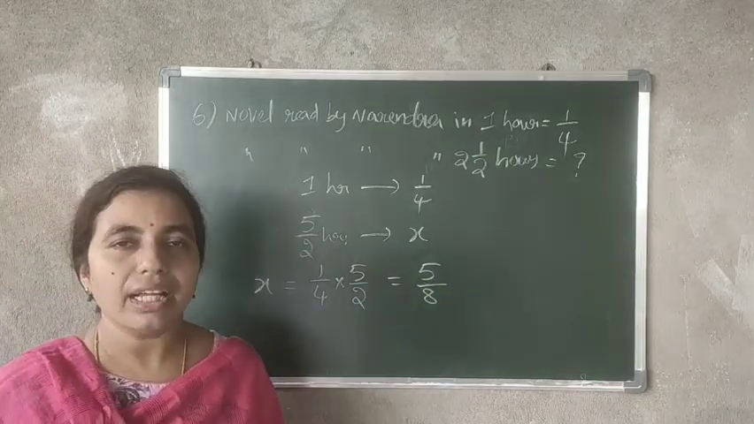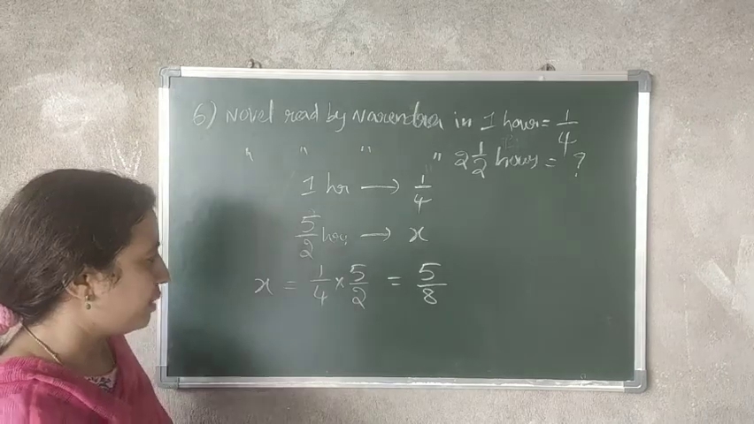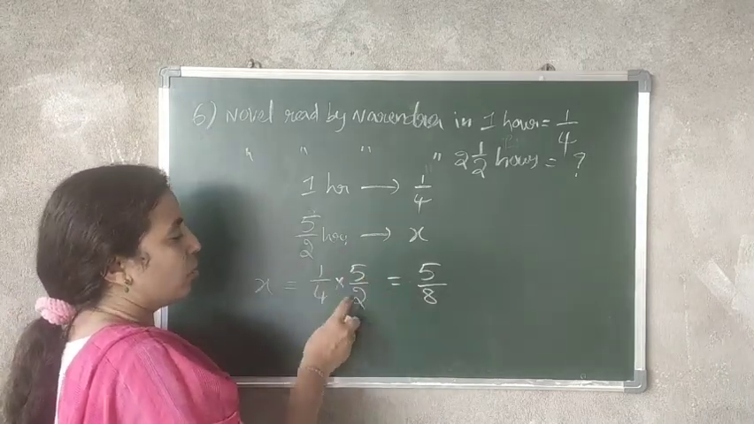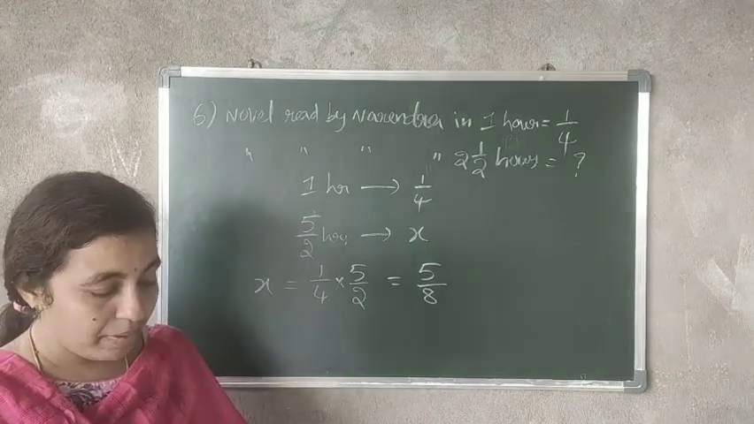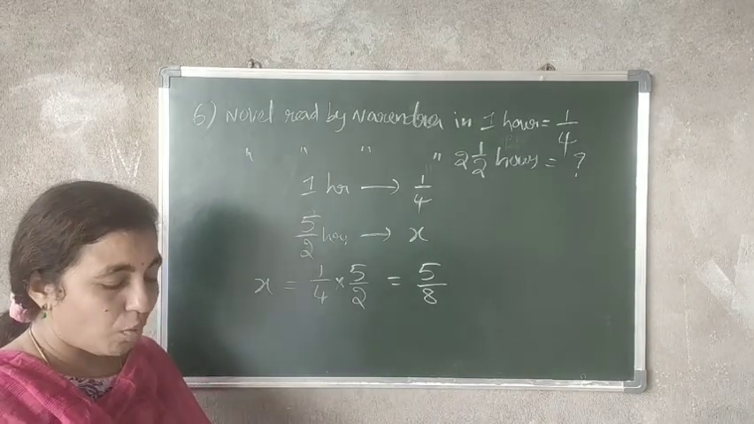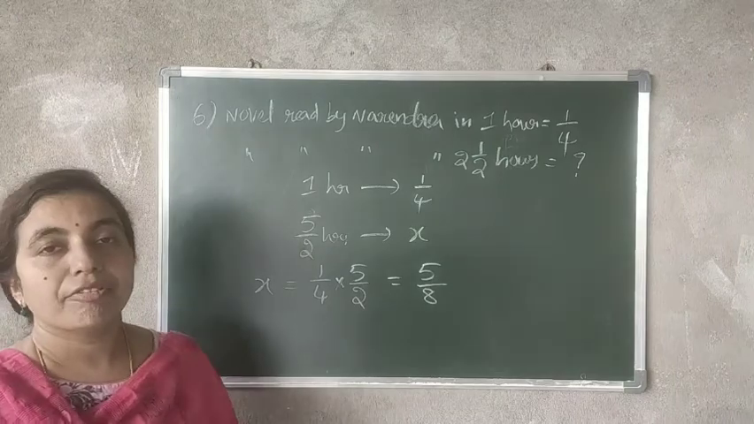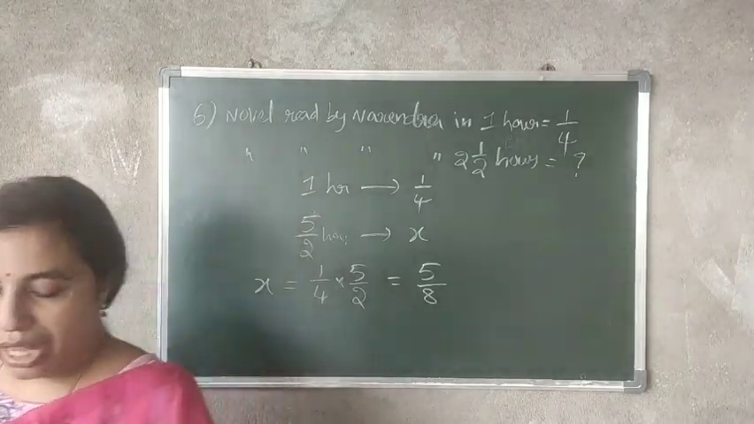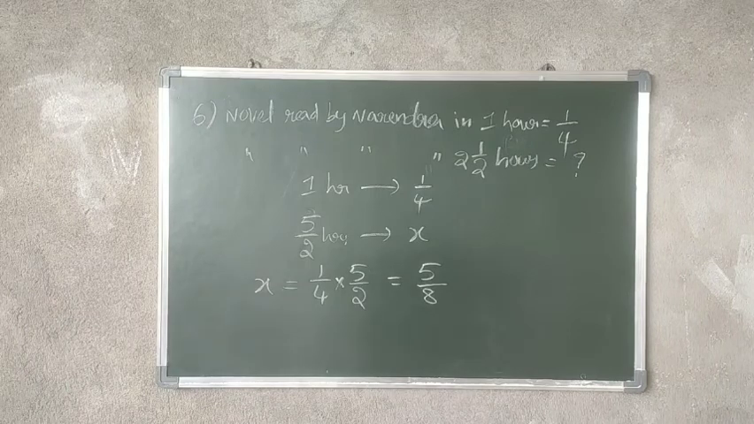How much he will read? He'll complete 5. See, multiply the numerators and multiply the denominators. 1 into 5 is 5. 4 twos are 8. So 5 by 8. How much he'll complete in 2.5 hours? 5 by 8 part he will complete in 2.5 hours. Okay. Next we have example 7.